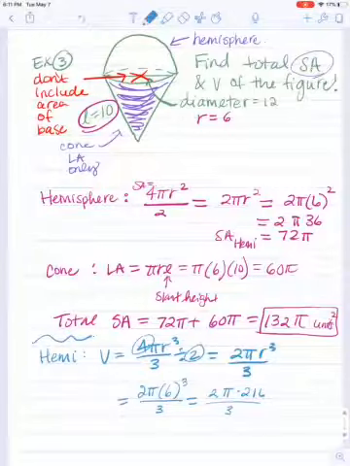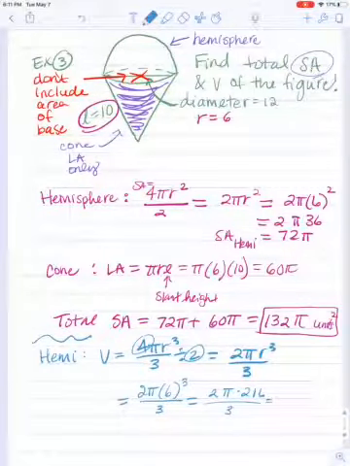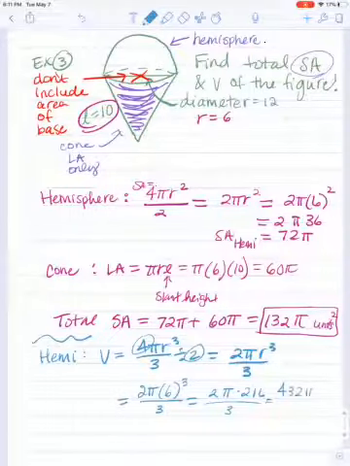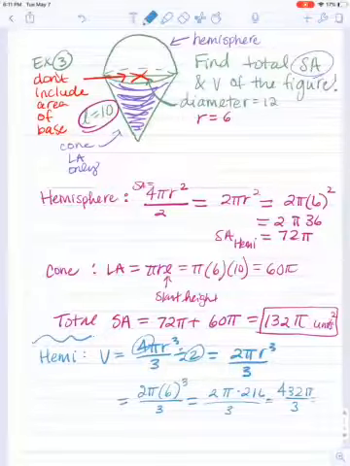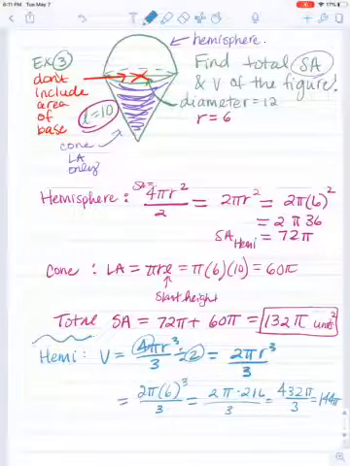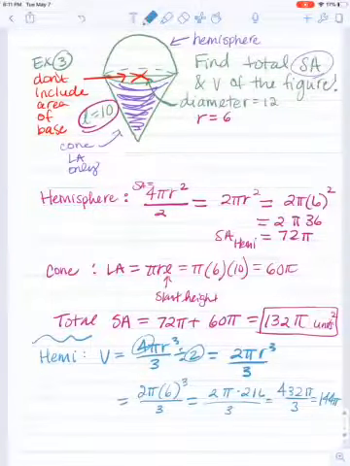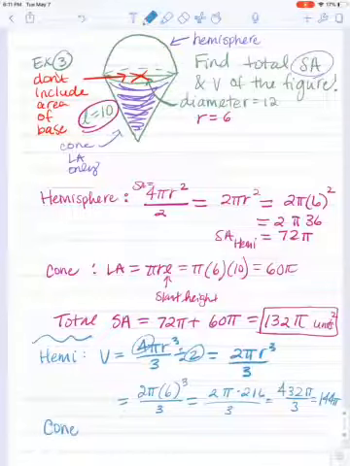216. And then I like to multiply that by 2 first, and you get 432 pi over 3. Don't forget the dividing by 3 for a sphere. And that's 144 pi for the hemisphere volume. And now we do the cone volume.